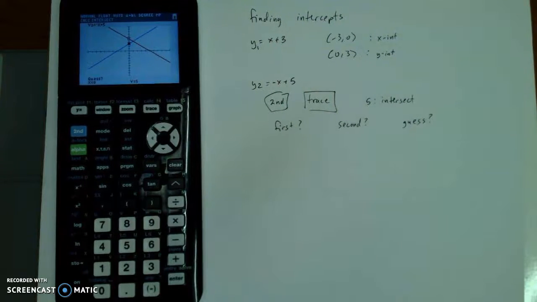Finally, it's going to ask me to guess the intersection. This is primarily used if I have 2 or more places where these two graphs are intersecting. This one's only got the one, so it's going to be a little bit less difficult, but if there are more than one, you will have to do one at a time.